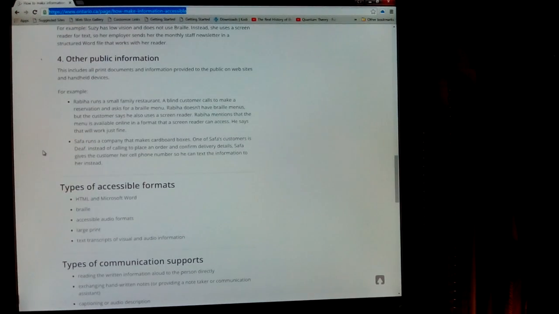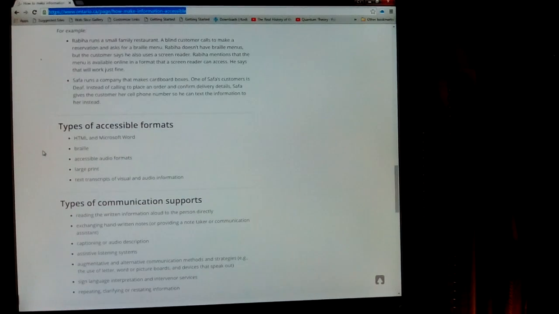Other public information. This includes all print documents and information provided to the public on websites and handheld devices. For example, Rabia runs a small family restaurant. A blind customer calls to make a reservation and asks for a Braille menu. Rabia doesn't have Braille menus, but the customer says he also uses a screen reader. Rabia mentions that the menu is available in a format that a screen reader can access. He says that will work just fine.